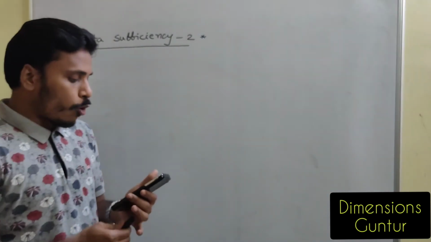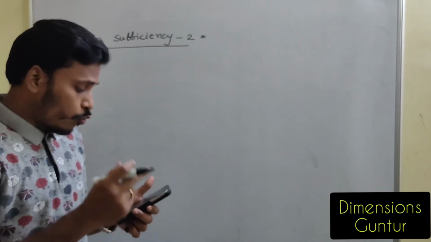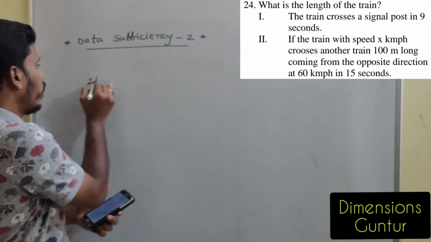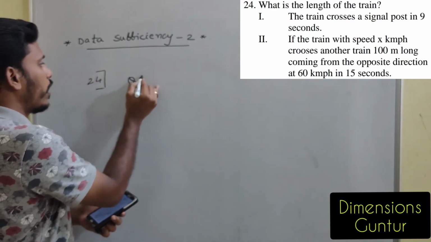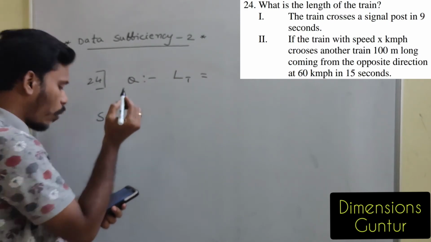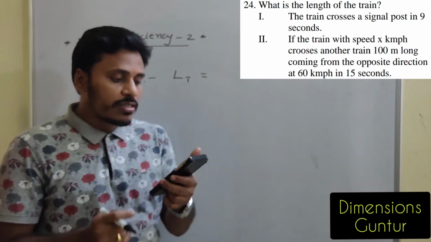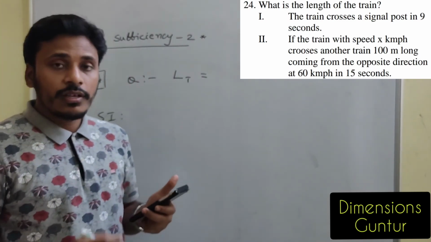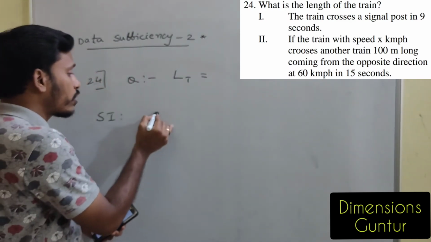For this 24th problem, the question part is asking you to find the length of the train. We need to calculate the length of the train. Think about statement 1: the train crosses a signal post in 9 seconds. See, the train is crossing a signal post in 9 seconds.